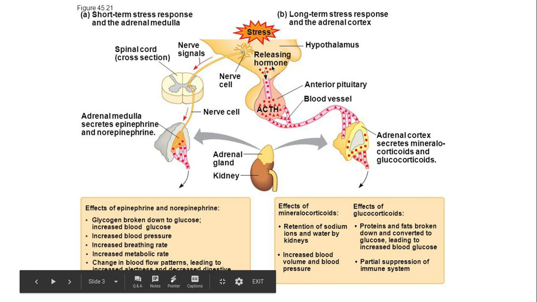And then this is the stress to the anterior pituitary, to the adrenal gland, and what it does. Just a little bit different way to look at it. So let's take it and let's really look at the effects of glucocorticoids. So the slow-term stress response. So it starts with long-term stress.